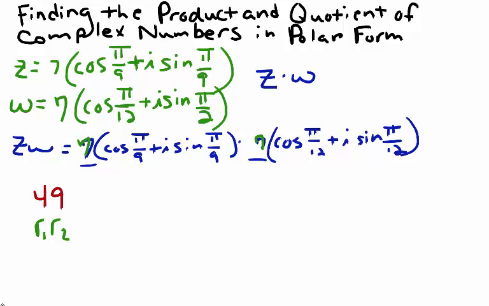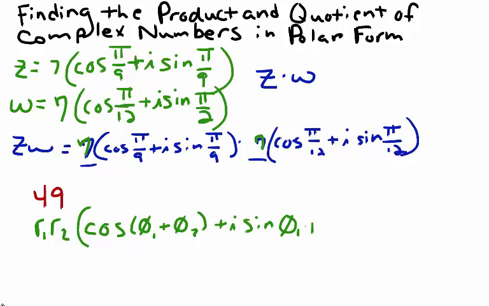Now taking the product of what's in each set of parentheses is a little bit less straightforward. So we have R1 times R2, open parentheses, then we'll take cosine theta 1 plus theta 2 plus i sine theta 1 plus theta 2.